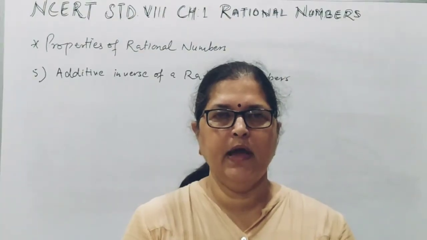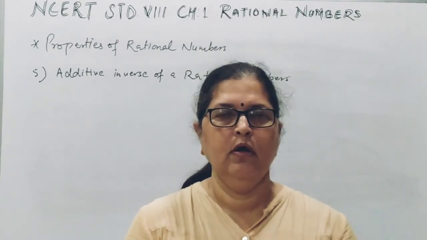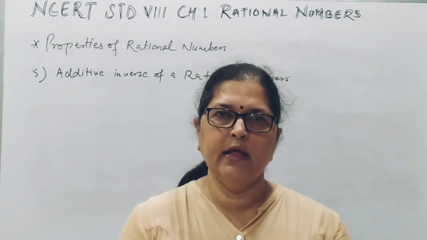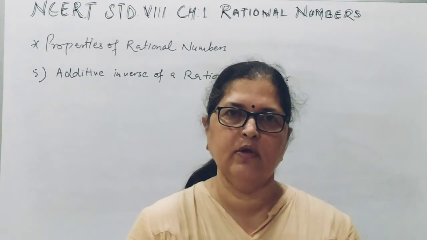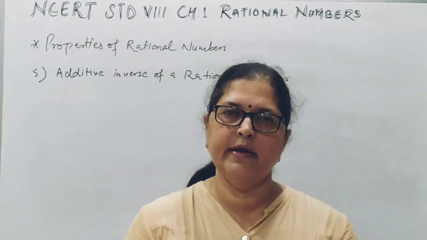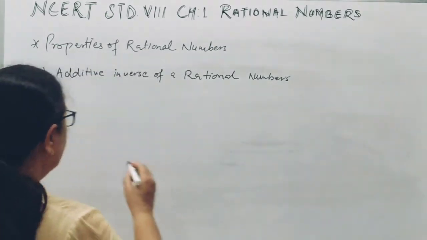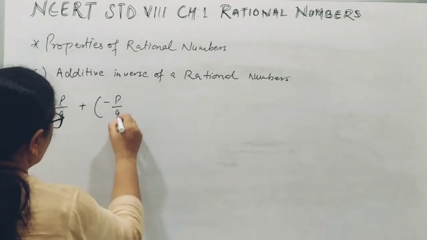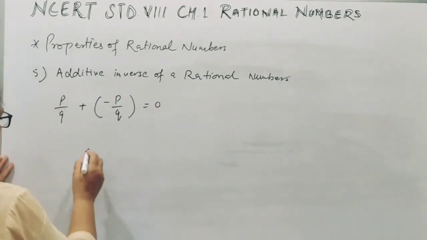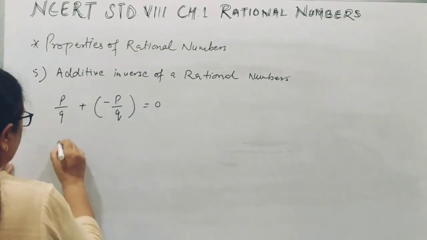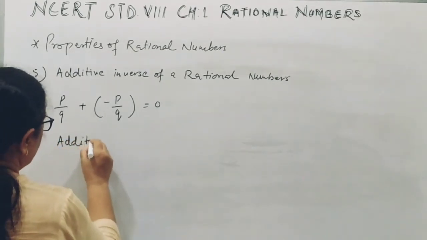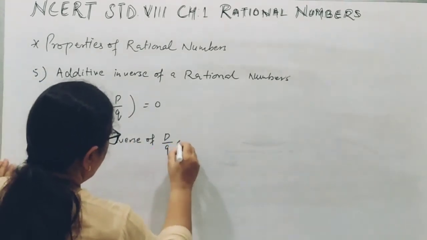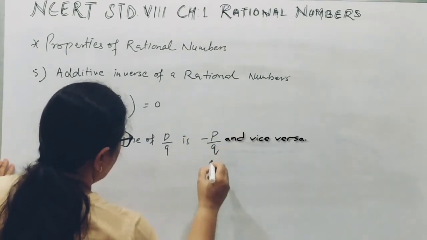Next, number 5, additive inverse or negative of a number. What is additive inverse or negative of a number? The number which on adding with the given number gives 0 is known as negative or additive inverse of that number. For example, we have a rational number p upon q. If we add minus p upon q to it, we get 0. So, the additive inverse of p upon q is minus p upon q.